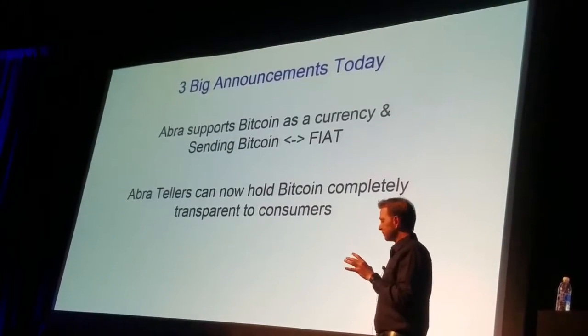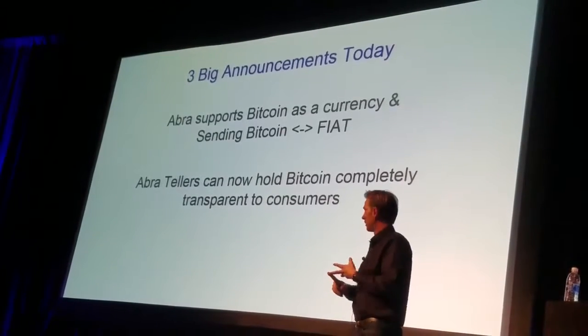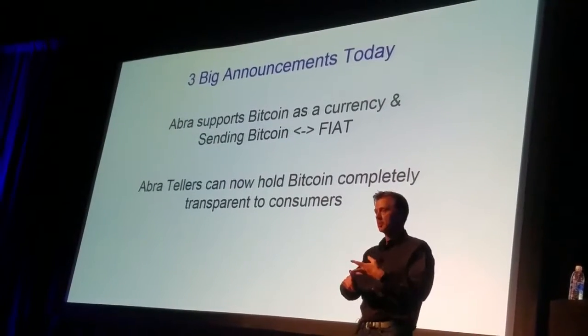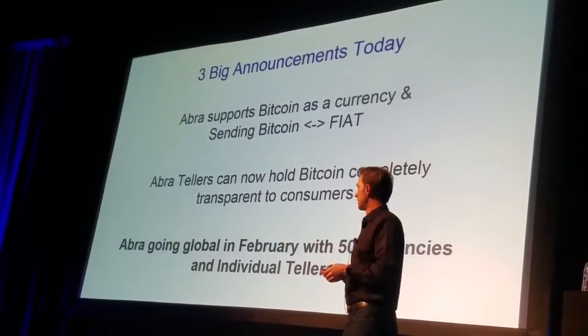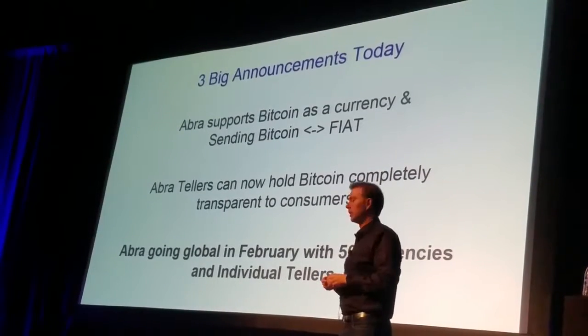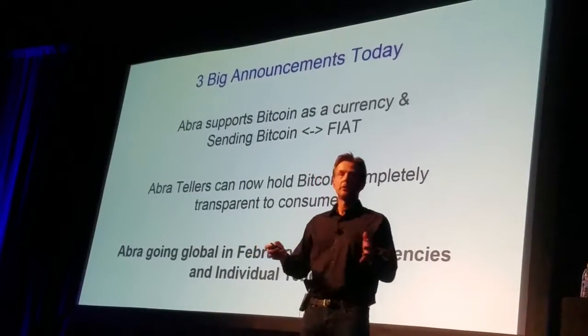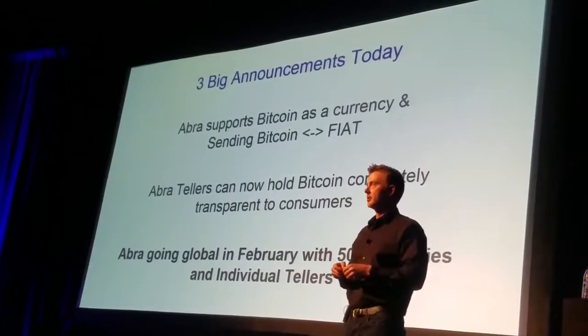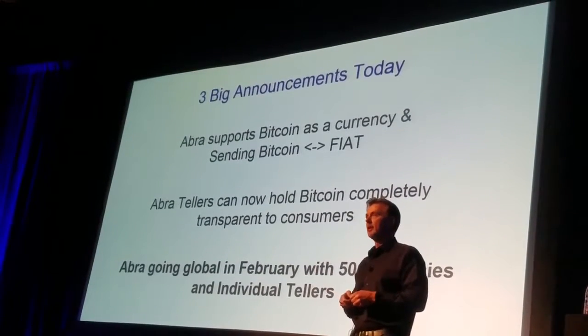All right. So we talked about Bitcoin support for a consumer. We talked about Bitcoin support for tellers and for traders. When is all this stuff going to be available? And so this is the third announcement. Abra's going global in February with 50 currencies initially, but usable in any country in the world, minus the sanctioned countries, of course, and will support individual tellers globally at that time.